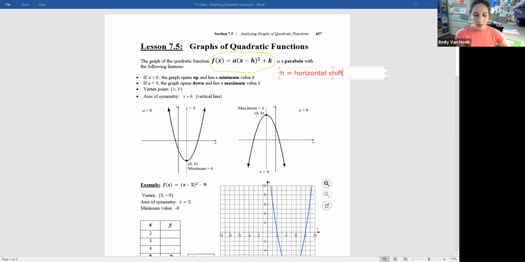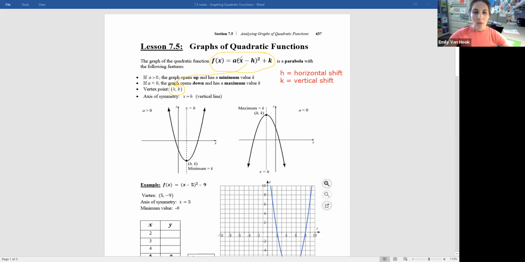That plus k, that's going to be a vertical shift. So it's going to shift the parabola up and down. So plus would go up, minus would go down. So if your equation is in this form, your vertex is (h, k). So take the opposite sign from what's in the parentheses for h, again, based on the right and left shift, and then k is the y-coordinate of your vertex.